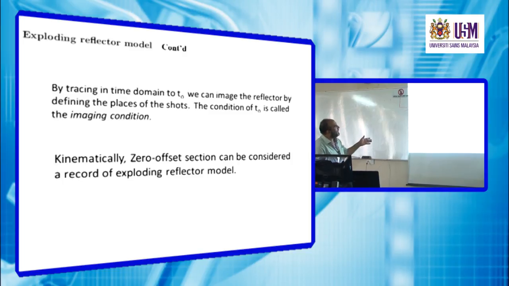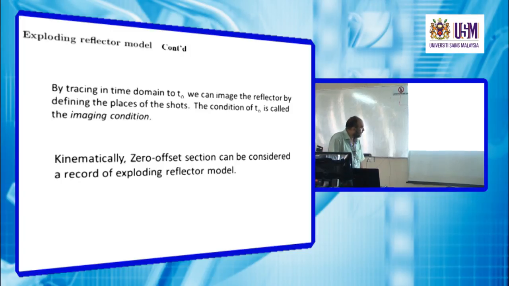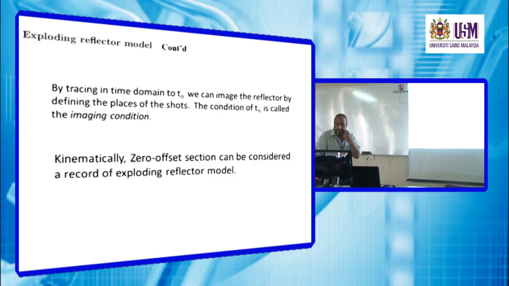By tracing in the time domain to t null, we can image the reflector by defining the places of the shot. The condition of t null, which is t at zero, is called the imaging condition. Kinematically means representing the phenomena in time and space. If I'm representing the phenomena in time and space, it's called kinematic representation. Kinematically, a zero offset section can be considered as a record of the exploding reflector model.